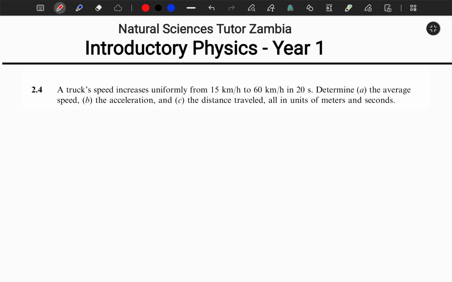All right, so step one, since this is horizontal, meaning it's in the x-axis, we don't have anything to worry about there. So we are looking for the average speed. The first thing is that we need to convert everything here to meters and seconds.